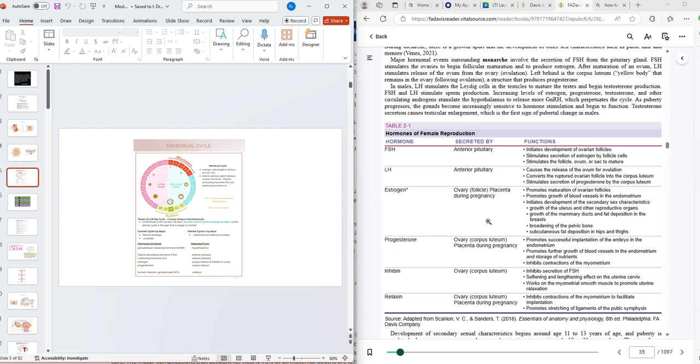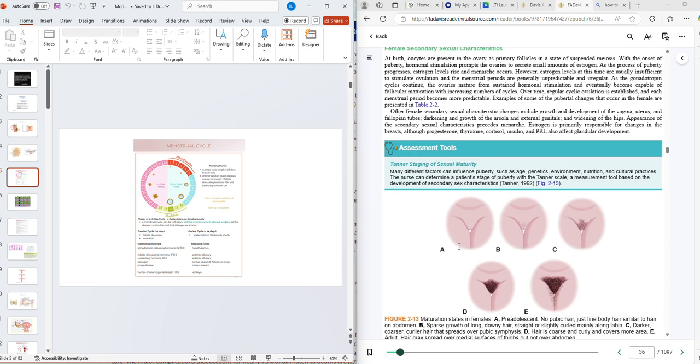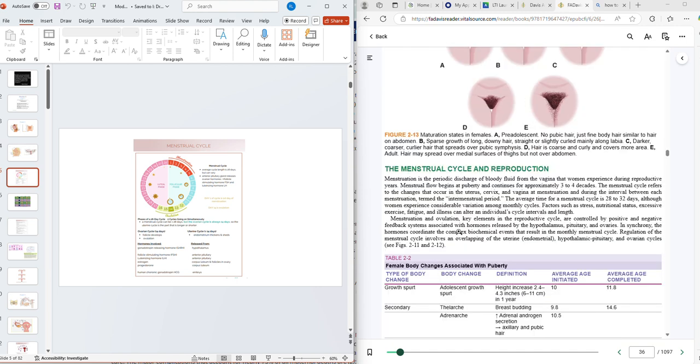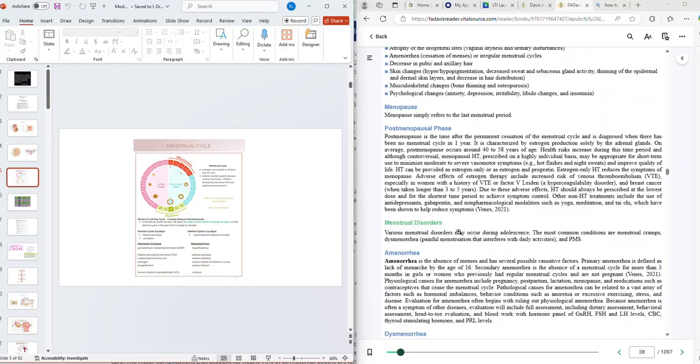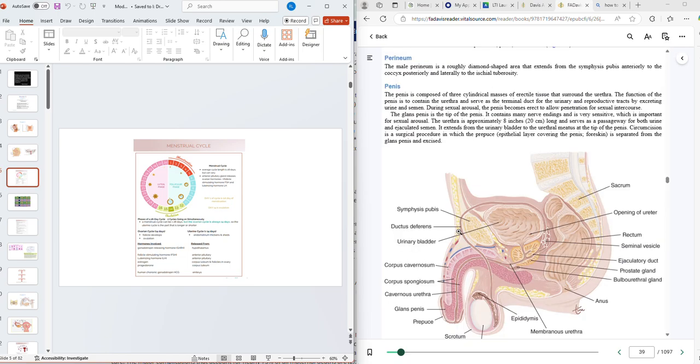And then it starts talking about puberty, different types of female reproduction. You can read about that, the FSH and LH levels. Estrogen, progesterone, inhibin, and relaxin. These are the different hormones. The different maturation states of a female. It goes on through just kind of a refresher of your anatomy and physiology.